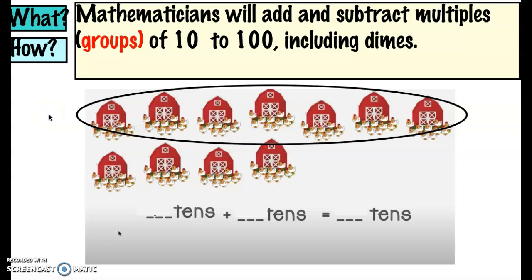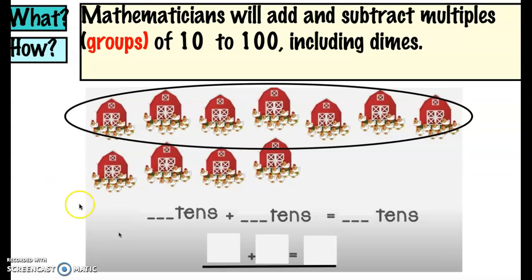So we have some chickens on the farm. So each group, remember, is 10. How many groups of tens do we see on the top? We're going to do it the tens way first. So we see 1, 2, 3, 4, 5, 6, 7. How many on the bottom? 4. 4 tens plus 7 tens gives us, did you say 11 tens? Excellent. So that was the tens way. We already know that 7 tens plus 4 tens equals 11 tens.